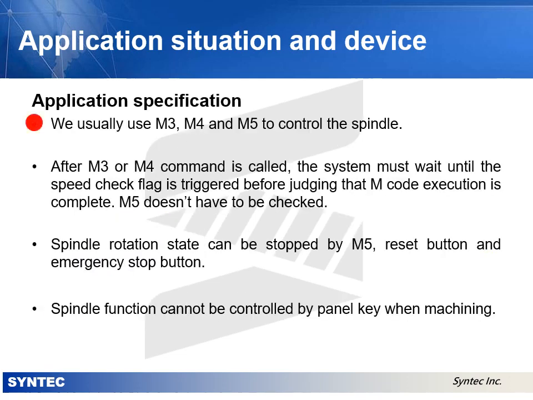We usually use M3, M4 and M5 to control the spindle. After the M3 or M4 command is called, the system must wait until the speed check flag is triggered before judging that M-code execution is complete. M5 doesn't have to be checked. Spindle rotation can be stopped by M5, the reset button and the emergency stop button. In addition, during machining, the operator is prohibited from using the panel to control the spindle.